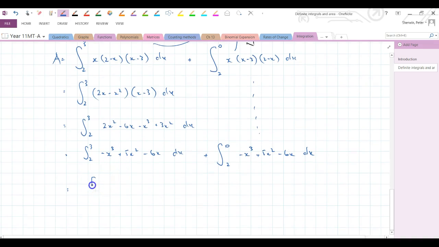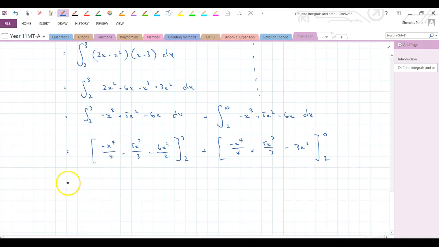Okay, so we're ready to integrate. Bring in the square brackets. I'm now going to add 1 to the power, divide by it. Add 1 to the power, divide by it. It's a 3. Add 1 to the power, divide by it. And I'm going between 3 and 2 there. Same over here, I'm going to have exactly the same expression. This is 5x cubed over 3, and 6x squared over 2 is 3x squared. And that's between 0 and 2.